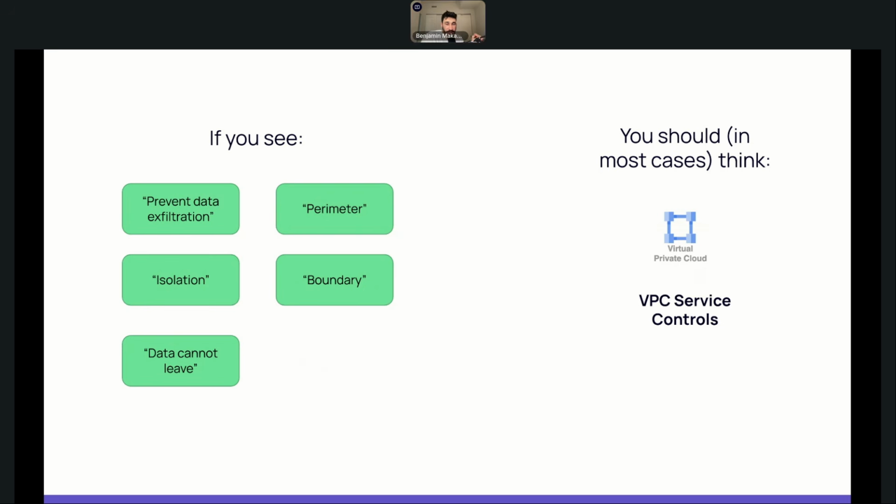So essentially, VPC Service Controls are relevant if you want to prevent data exfiltration, if a service perimeter is mentioned in the question, if you want to isolate your environment, if a boundary is mentioned in the question, if the question mentions data cannot leave your environment, that significantly points toward VPC Service Controls. It's a way to add, at the network layer, a layer of security to prevent the data from actually leaving your environment.